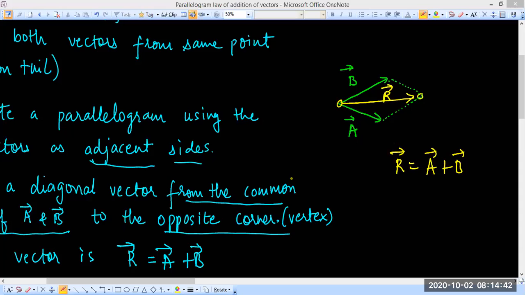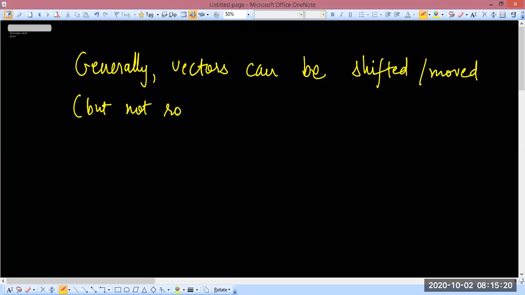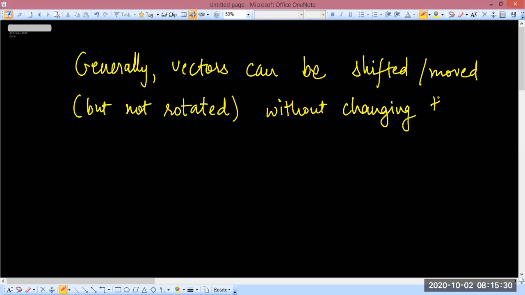And how is it related with triangle law? Let's have a look. I'm going to change the page. Okay, fine. So let's see how this is the same as triangle law. To understand that, you need to understand one sentence. Generally, vectors can be shifted, that is moved, but not rotated. Please be careful. Generally, vectors can be shifted or moved without changing their meaning.